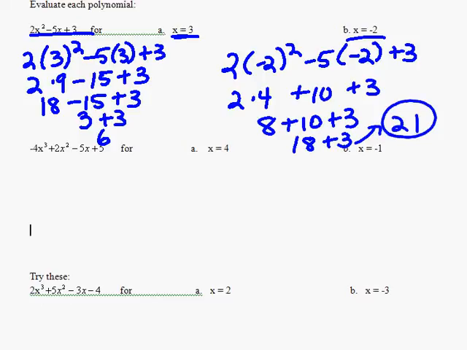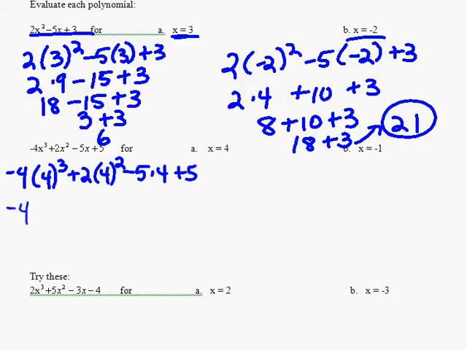Okay, the next one I have is a slightly longer polynomial, but of course the length of the polynomial does not change what I do. If I want to evaluate that polynomial, I replace every variable x with the value that we've been given, which is 4, for example A. So I have negative 4 times 4 cubed plus 2 times 4 squared minus 5 times 4 plus 5. I raise 4 to the third power, which gives me 64.